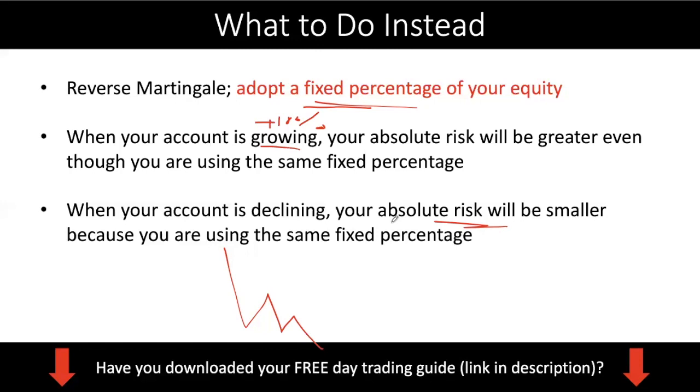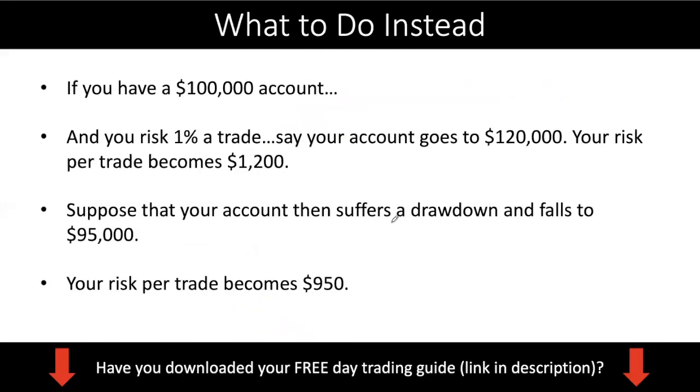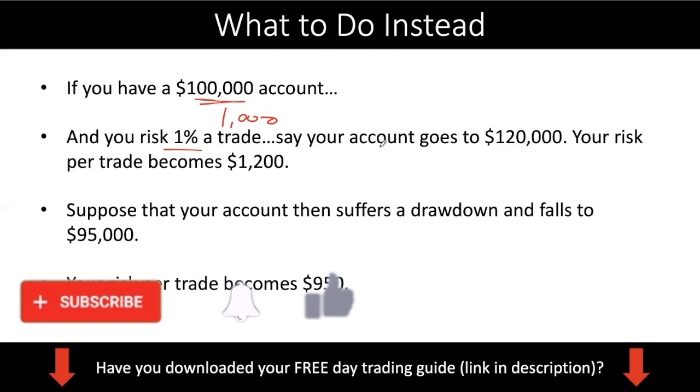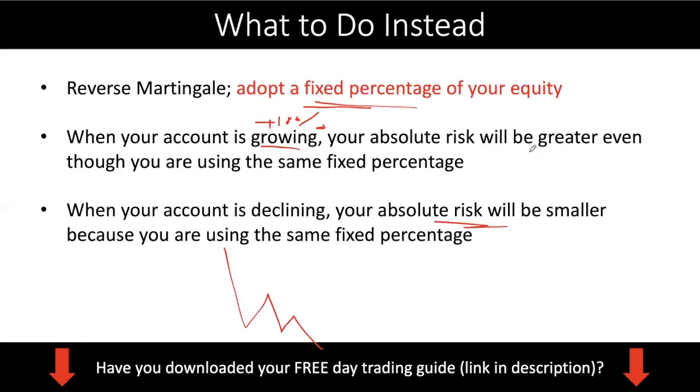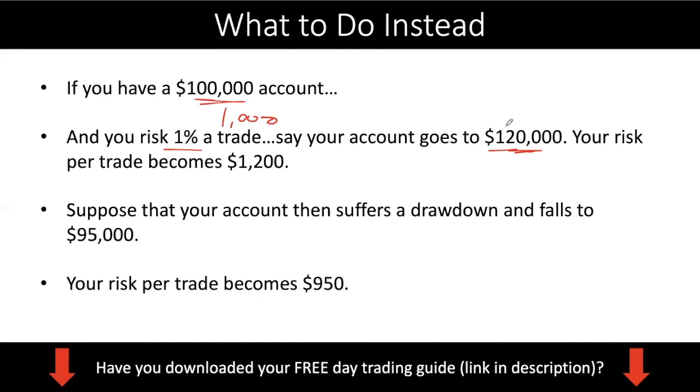If this is confusing to you, let me go through an example so that you can really understand what I'm trying to say. Let's say you have a $100,000 trading account and you risk 1% a trade. So 1% a trade is about $1,000. Now, you are trading really well and your account grows to $120,000. If you stick to this reverse Martingale strategy, where you adopt a fixed percentage of your equity, now your equity is at 120,000. So 1% of 120,000 will be 1,200. So instead of risking 1,000, you are now risking 1,200.